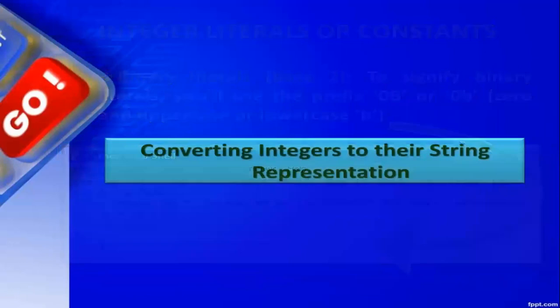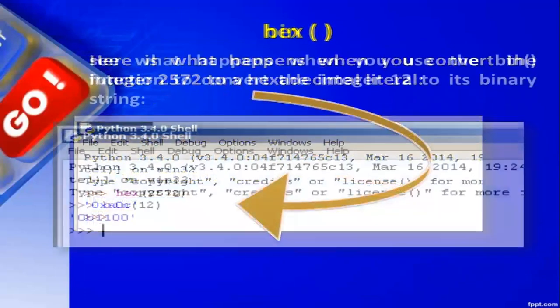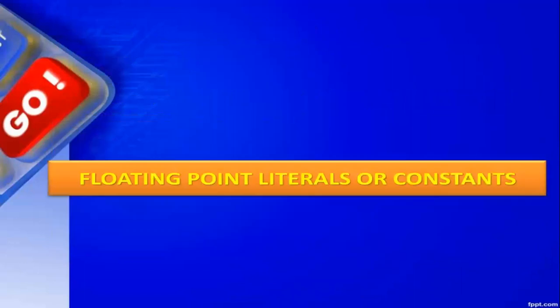So these were your escape sequences. Now, how do you convert integer to their string representation? Okay, we are going to skip this for now because we have not yet reached typecasting.